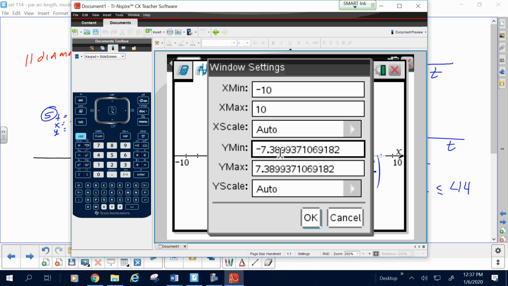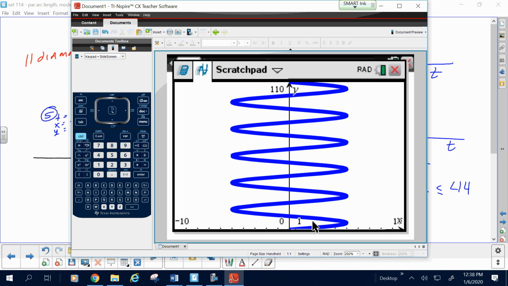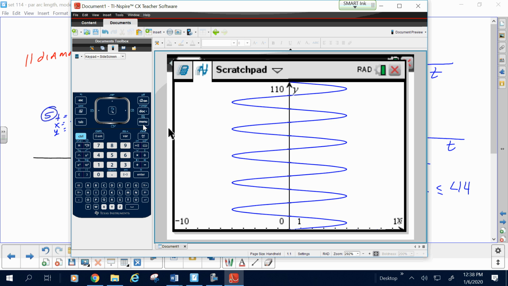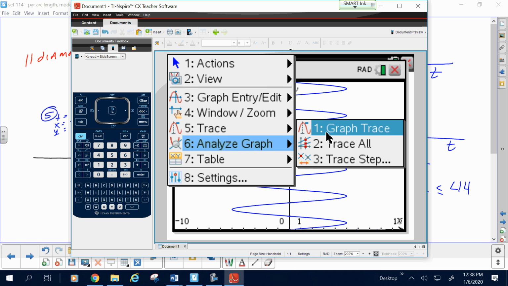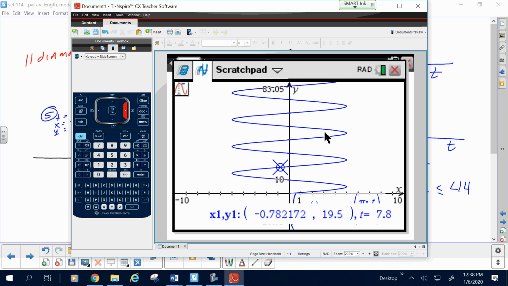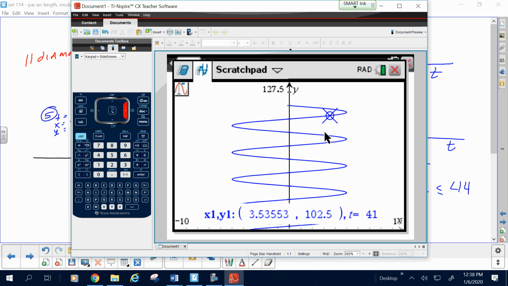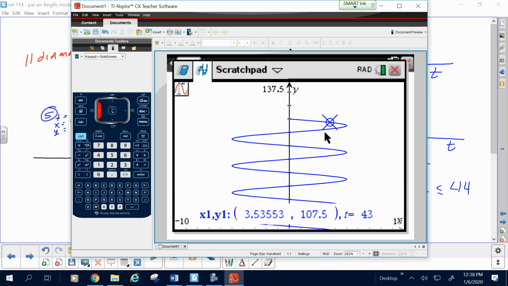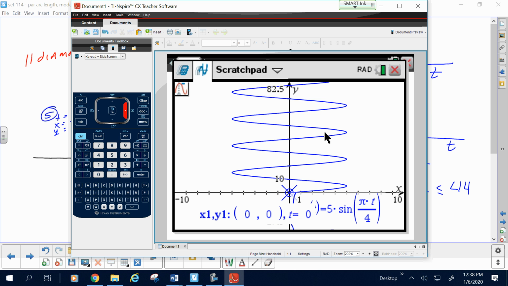What about the Y's? What do we need to go from and to? 0 to 110. Scale by maybe 10. Boom. If you hit trace along, mine didn't go all the way. There I go. Whee! I'm going so fast down the hall. Miss Hannah's going to kill me. All right, so I hit trace. And boom. All that's cool.